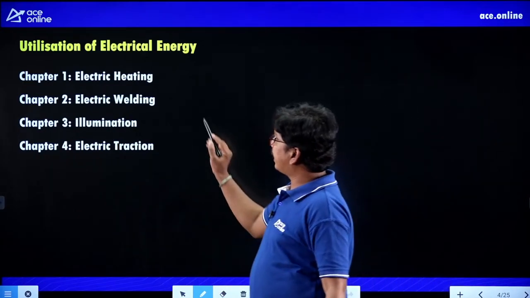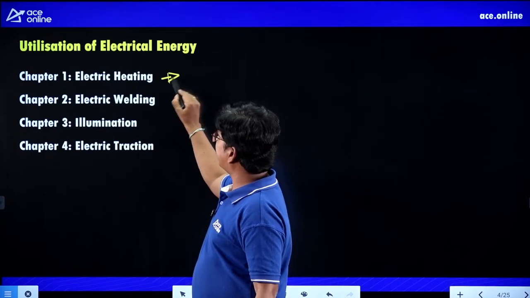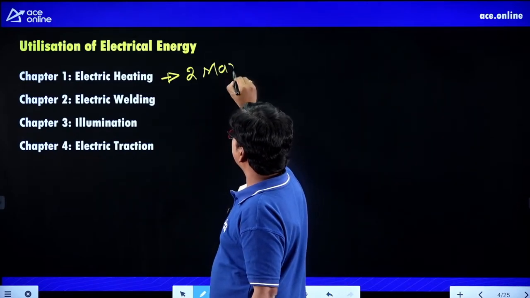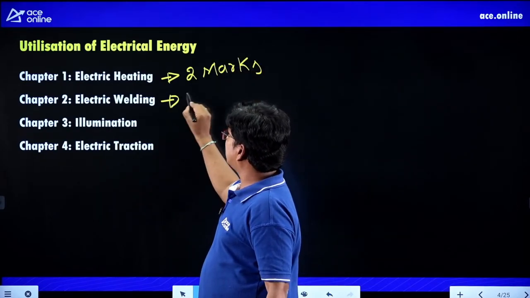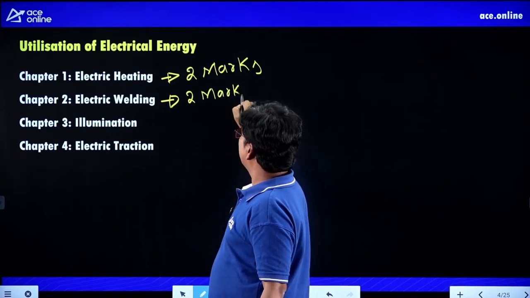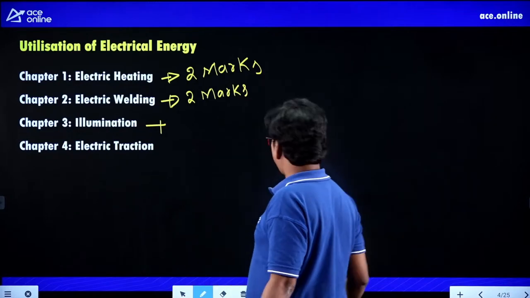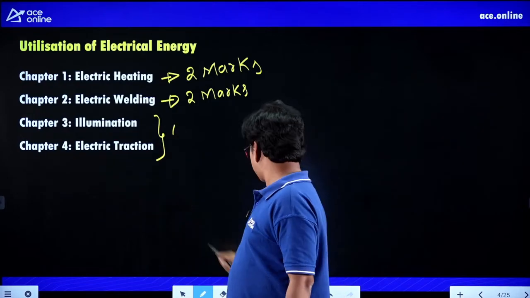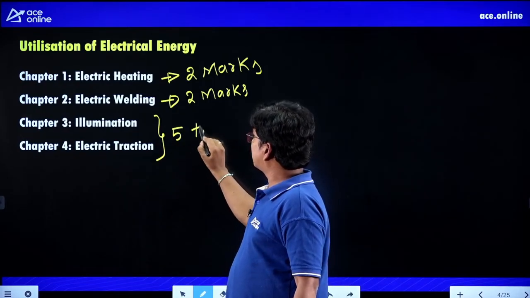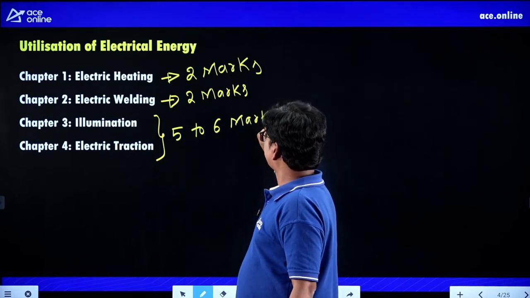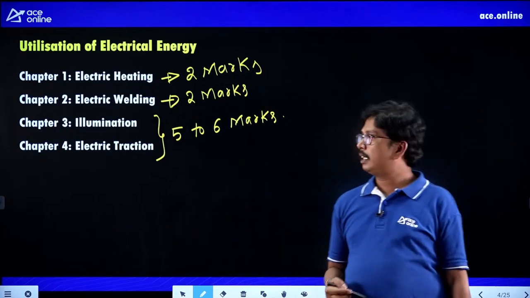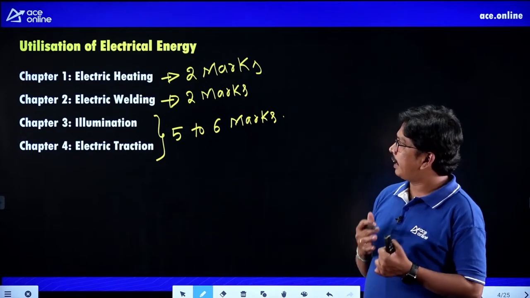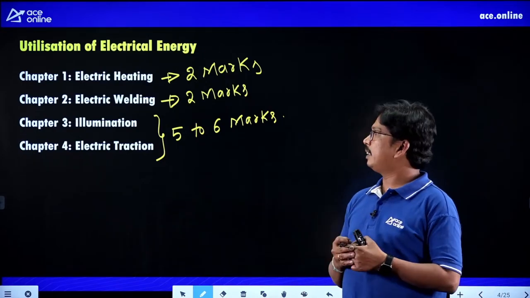In electric heating we can expect at least a minimum of 2 marks. And in electric welding also we can expect 2 marks, right? These are minimums. Here we can expect 5 to 6 marks in case of illumination and traction, right? We have a huge syllabus in heating, welding, illumination and traction, and the weightage is also somewhat more.